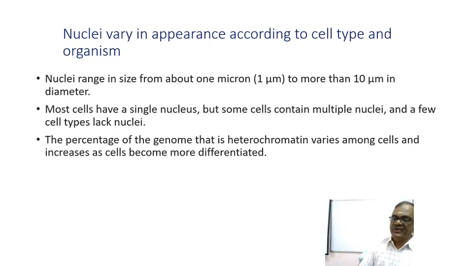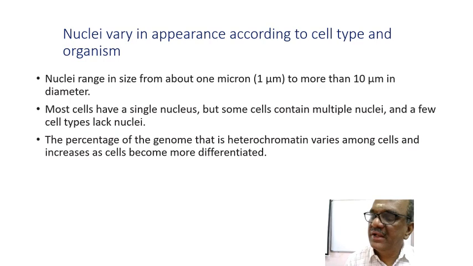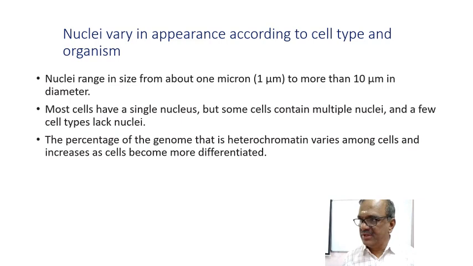The size of the nucleus, if you observe, is from 1 micron to more than 10 microns in diameter. And most of the cells have a single nucleus. Almost 99% of eukaryotes have one single nucleus. And the condensed nuclear minute particles are present in prokaryotes as the nucleoid. Okay, and multiple nuclei are also present in some cases, and in some cases there is no nucleus at all, for example the mature red blood cells.